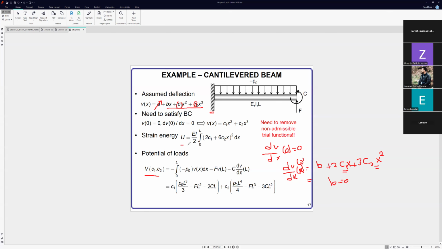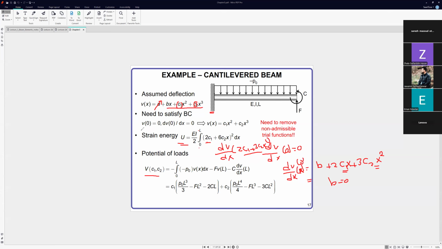And here we have the strain energy. Strain energy is EI over 2, integral from 0 to L, of the derivative, because this is dv small over dx, squared. So dv over dx is equal to 2C1x plus 3C2x squared. And this is the first derivative, dv over dx.